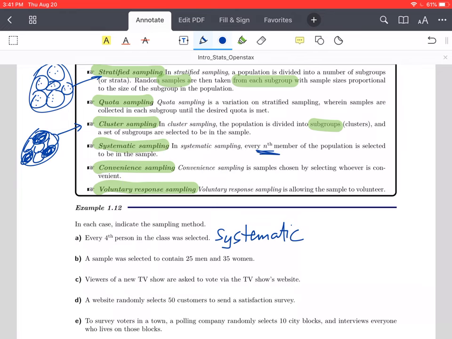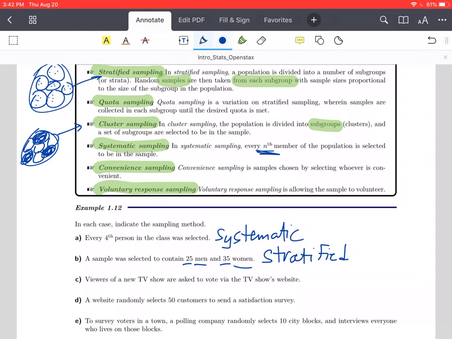Okay, part B, a sample was selected to contain 25 men and 35 women. Okay, so in this case, this would be considered stratified. Why is it stratified? Well, because we broke them up into subgroups, and we're taking a certain amount of those subgroups, right? So I'm taking some from the men group and some from the women group, and then using them as the sample.